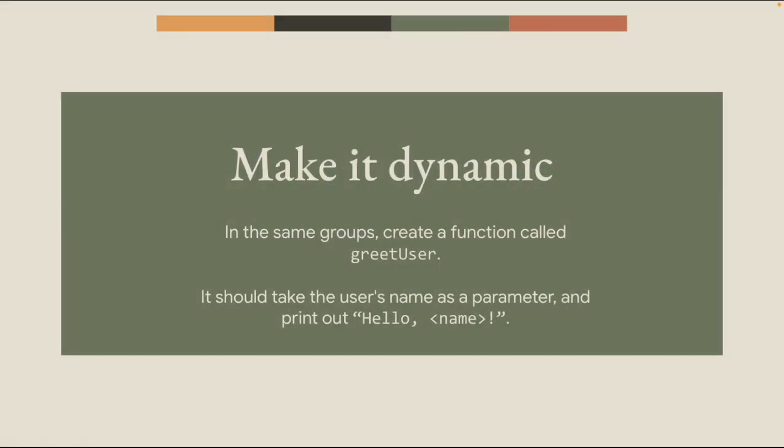So boom, let's take what we just did and let's make it more dynamic. So now we wanna create a new function called greet user. The concept is gonna be the same. It's gonna still print out hello, but in this case we wanna take the user's name as a parameter. When we print out that greeting, we're gonna append the user's name to the end of it, and then the exclamation mark. So take like a minute to think about how can we upgrade our previous function to do this.